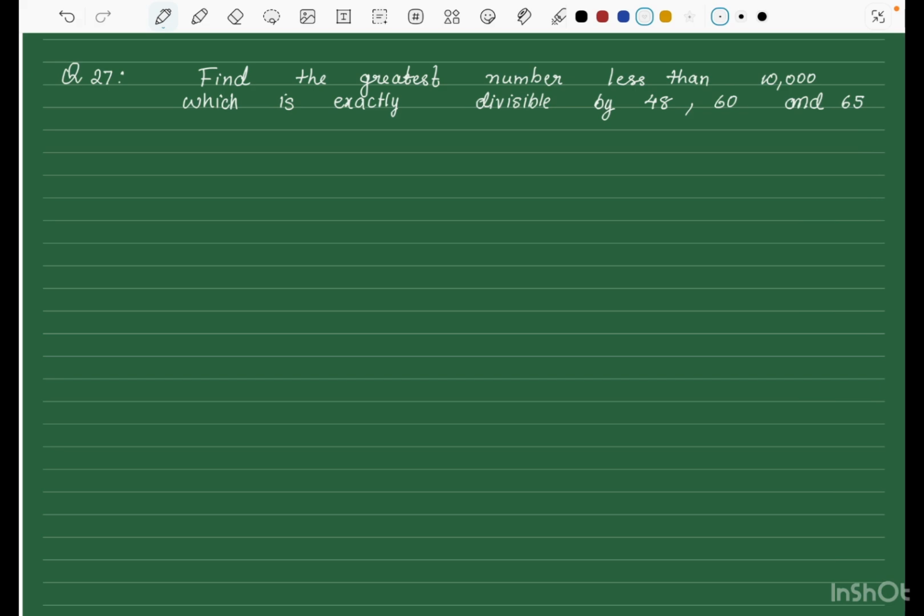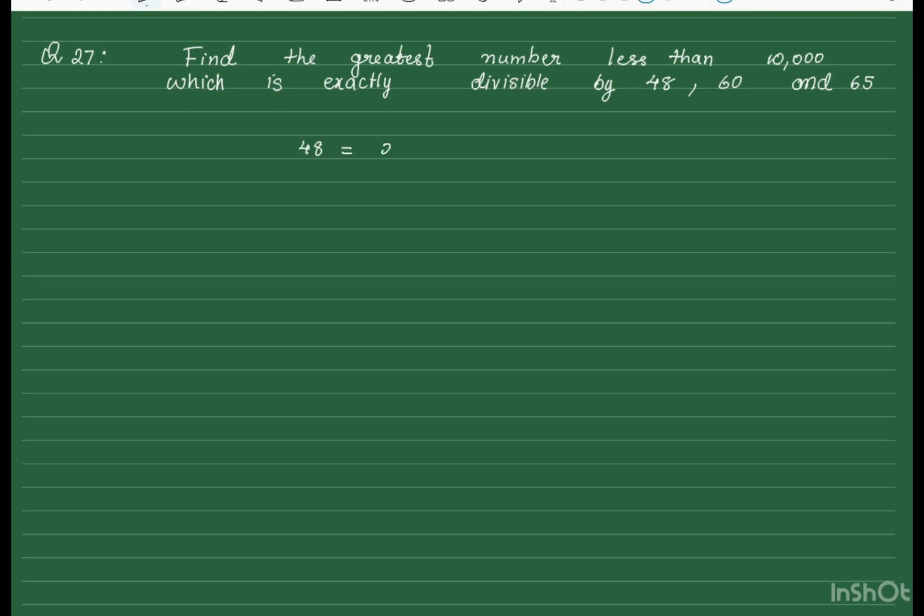Question 27. Find the greatest number less than 10,000, which is exactly divisible by 48, 60, and 65. Exactly divisible by these numbers means we have to find the LCM of the numbers. Factorize the numbers. 48 can be written as 2 into 24, and 24 as 2 into 12, and 12 as 2 into 6, and 6 as 2 into 3. So the factors are 2 to the power 4 and 3.